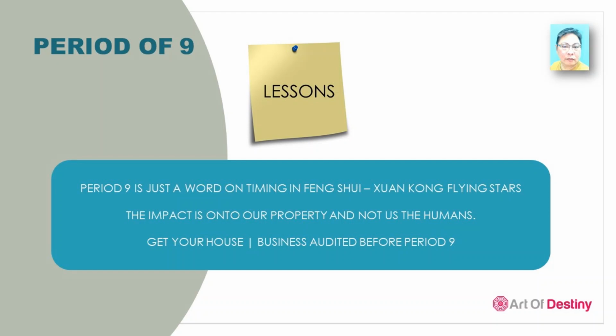So my advice is still, of course, to get your house and your business audited before period 9. Be prepared for the changes. So once you go into period 9, you're ready to take on the world, right? This is my advice, and I hope I have cleared some of the doubts regarding this period of 9. It's really nothing mystical about it. It's basically just a simple timing thing, right? But if you understand the chi map of your house, definitely you will be able to continue your prosperity into period of 9. So you don't need to worry.